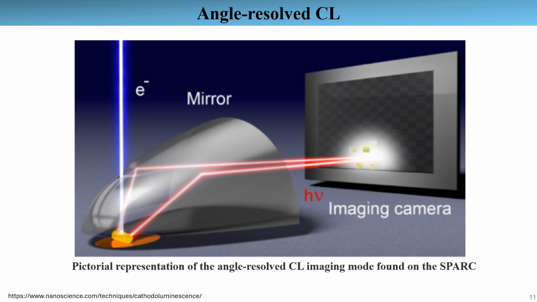This is the angle resolved CL. In CL imaging, the wavelength dependent intensity is often studied. In addition to the wavelength of the emission, light is also characterized by a wave vector, the momentum and propagation direction of the wave. The direction in which light is emitted contains valuable information, like how a nanostructure object emits and scatters light.